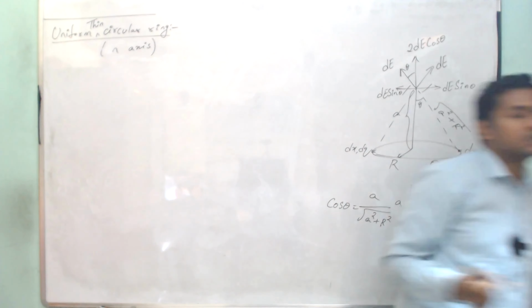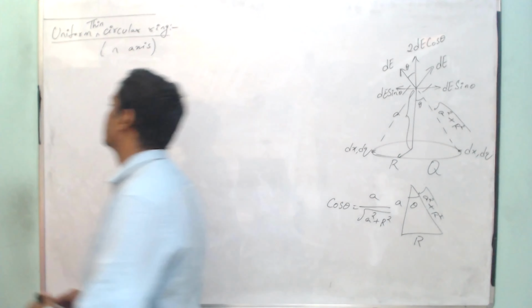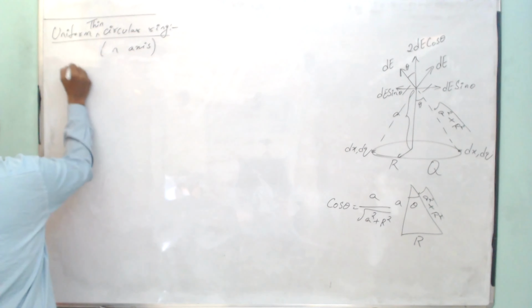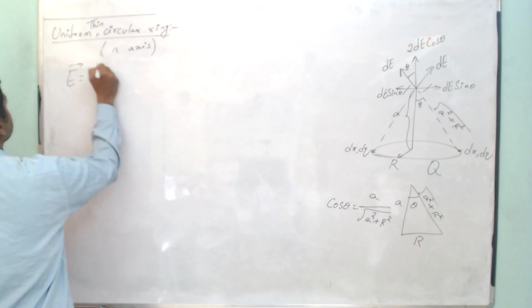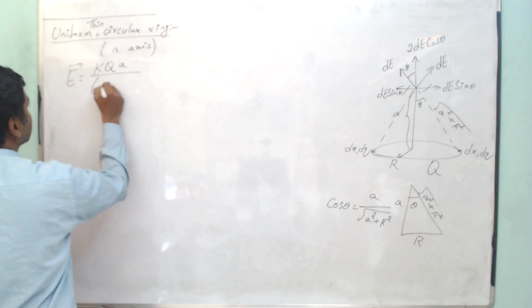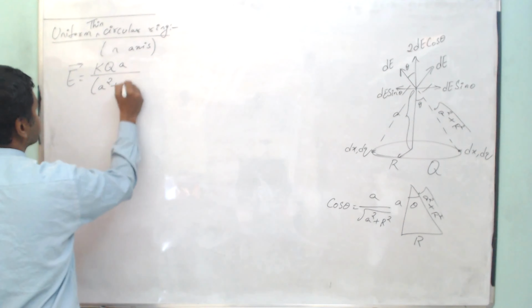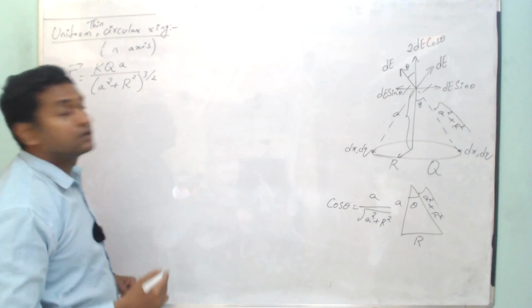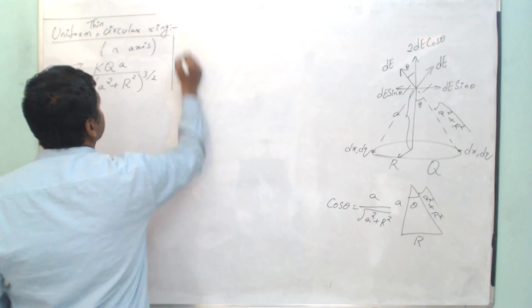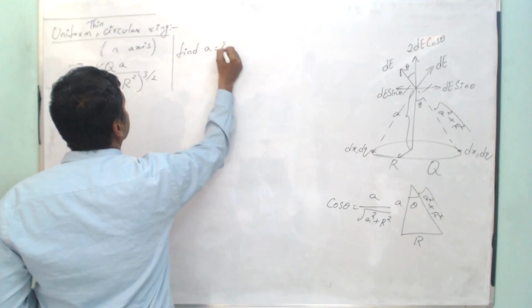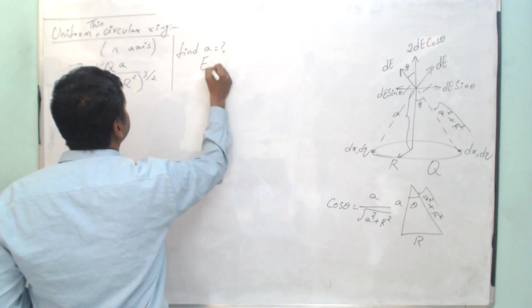There is an important derivation or important question. The electric field, obviously in the question, he's not going to tell you what the electric field is. But now we know that the electric field is kQa by (a square plus r square) whole to the power 3 by 2. He'll ask the question: find at what a will the electric field be maximum.